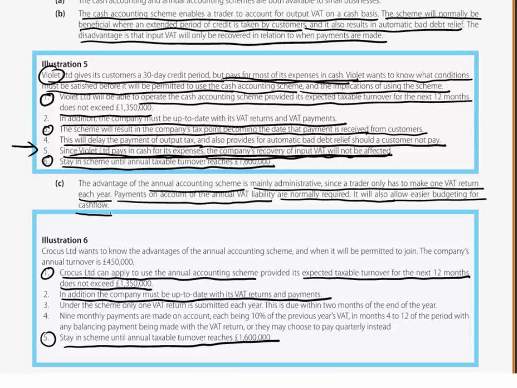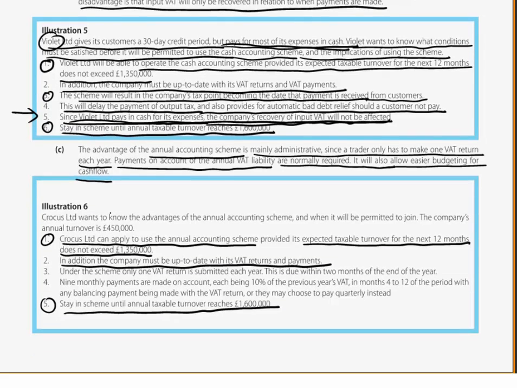Let's see how that works in terms of our illustration 6 here. The company, Crocus Limited, wants to know the advantages of the annual accounting scheme and when it will be permitted to join. The company's annual turnover is £450,000. There, of course, was a critical factor, as we have already noted and stated in point 1, that is that the expected taxable turnover for the next 12 months should not exceed 1.35 million.